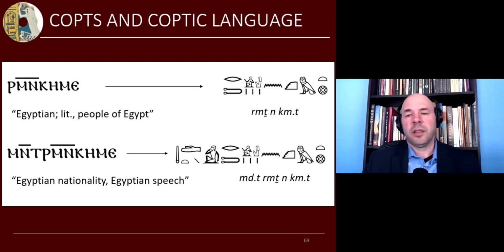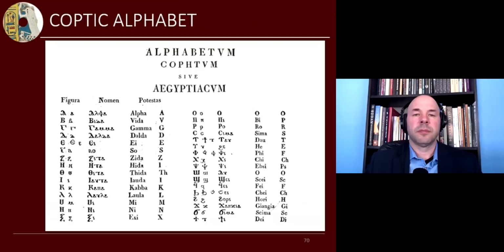Now in Coptic, they referred to Egyptians as Rimenkema, so the people of Egypt. You can see the hieroglyphic version of that on the upper right. And then the language as Mint Rimenkema, or literally the words of people of Egypt. And so you can see that on the second example here. This is how they referred to the Egyptian language: Mint Rimenkema, older hieroglyphic Medet Rimechen Kemet. They adopted the Greek alphabet, supplemented with these signs from Demotic for sounds that the Greek alphabet didn't cover.